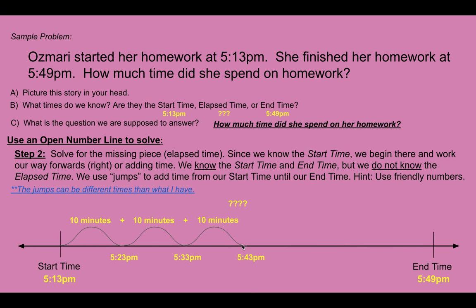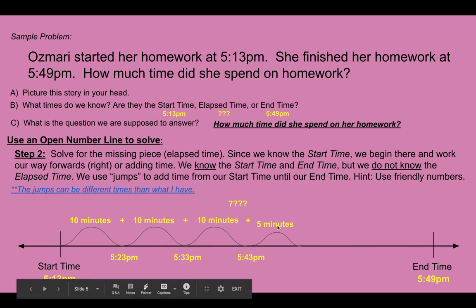Another friendly number that's easy to add is 5. So I'm going to make a 5-minute jump. This 5-minute jump, I'm going to add 5 minutes to 5:43, and that's going to get me 5:48. That gets me a little bit closer, so I'm going to make one more small 1-minute jump, and that's going to get me to 5:49, which is the time that I have here.